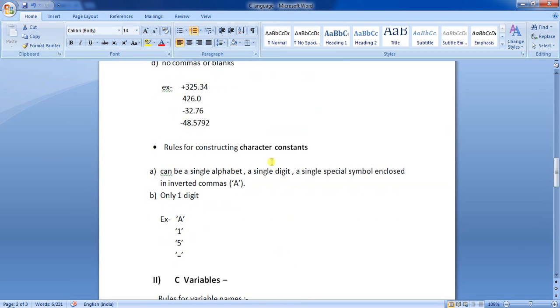Now, the rules for constructing character constants. It can be a single alphabet, a single digit, or a single special symbol enclosed in inverted commas. It should be enclosed within inverted commas, and it should contain only one character. Examples are these, that is 'A', '1', '5', '=', and they are all enclosed in inverted commas.